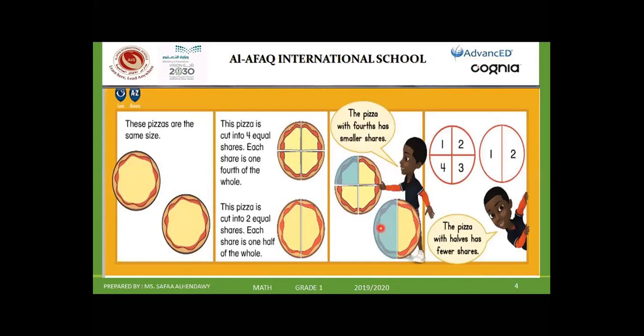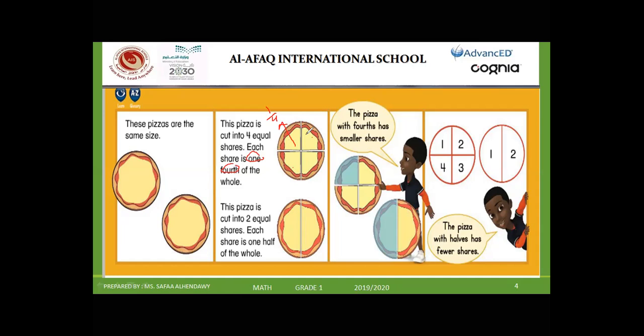You can open your book now at page 830. As you see here, these pizzas are the same size. Do you agree? These two pizzas have the same size? Yes, they are the same size. But here, this pizza is cut into how many equal shares? 1, 2, 3, 4. If I take only one share, one part, can you tell me the share of this? How will I write it? 1/4. This is the fraction for this part. Yes, 1/4, of the what?